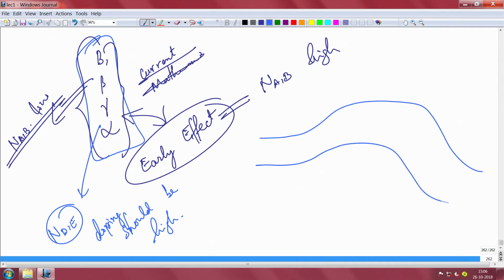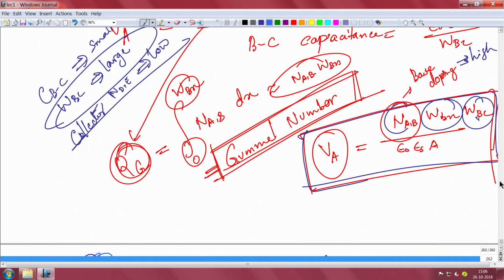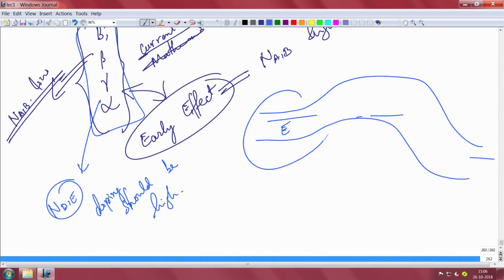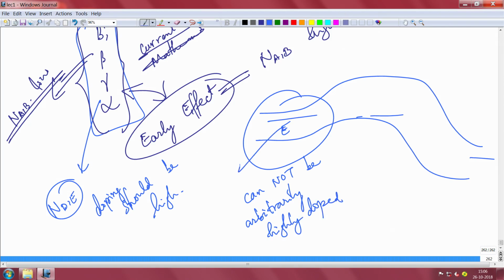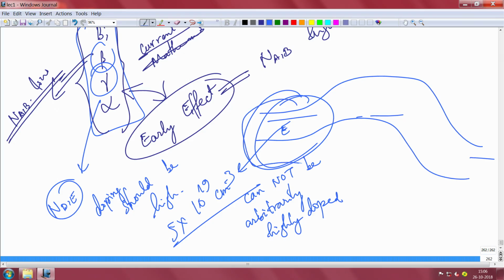So you see, this is a base collector junction, and this is the emitter. The emitter cannot be arbitrarily highly doped. You cannot dope it arbitrarily, like say 10 to the power 19 or 5 into 10 to the power 19 per centimeter cube. Why? Because there is a problem that will come very soon. You want to make high gain, high transfer ratio, so you want to dope it very high, but you should not. If you dope it very high like 5 into 10 to the power 19, your beta, your gamma, everything will become very small.